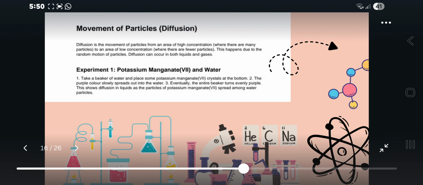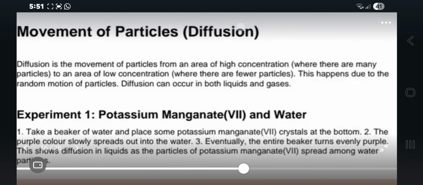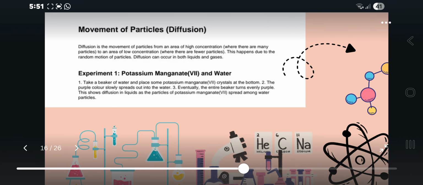Movement of particles. First of all, we are going to learn what is diffusion. What are we going to learn? What is diffusion? Okay, kids, this is a really easy topic. We are going to learn diffusion. What is diffusion?